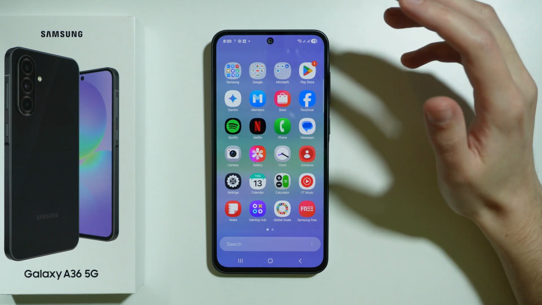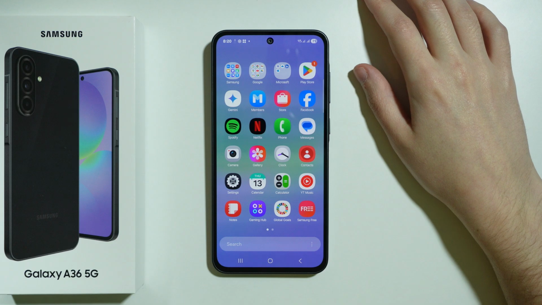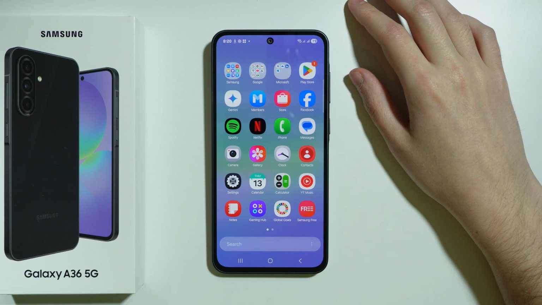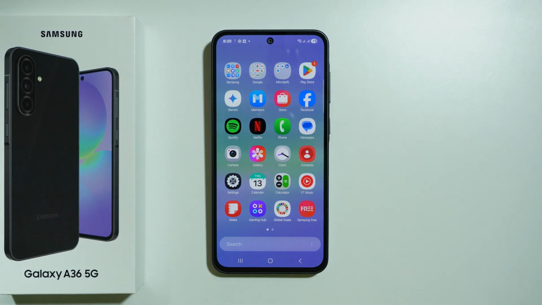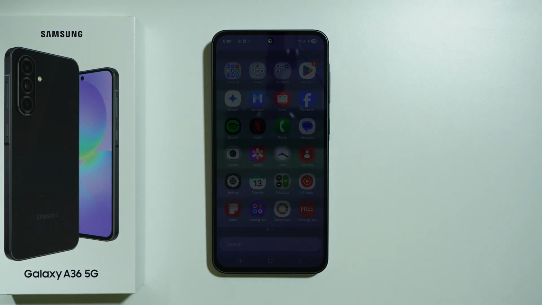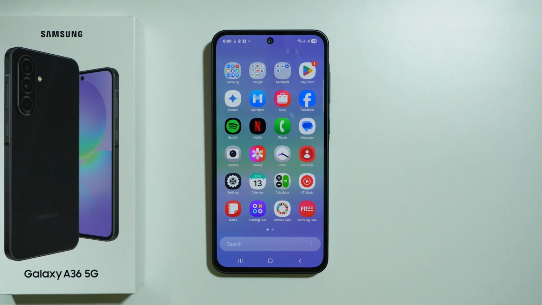If you're thinking about, like I said, some games or other apps that no one knows about, then it's safe to say that there is nothing like that. But other than that, this is what we get when we install, or actually we get through the first configuration on A36.